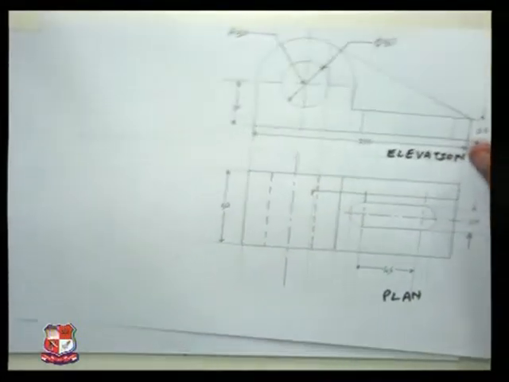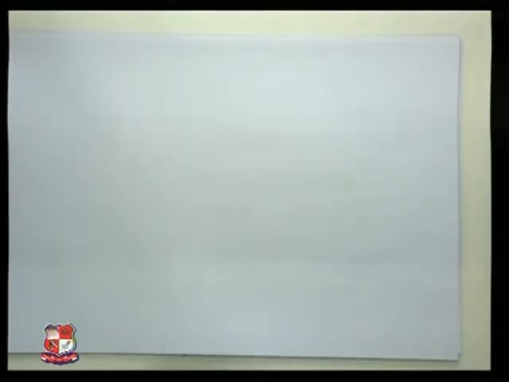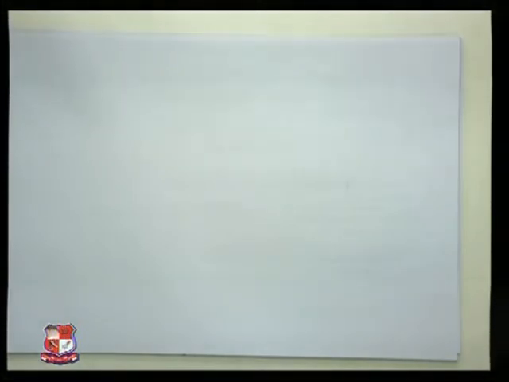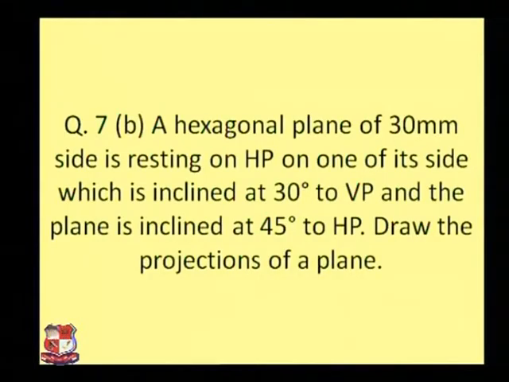We'll see the next problem. The next problem is about hexagonal plane, or projections of plane. In the problem, it has been given that we need to draw a hexagonal plane of 30 mm side resting on HP and inclined 30 degrees to VP, and inclination to HP is 45 degrees. We need to draw the projections of this plane.